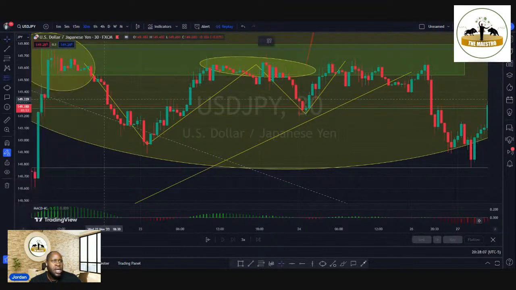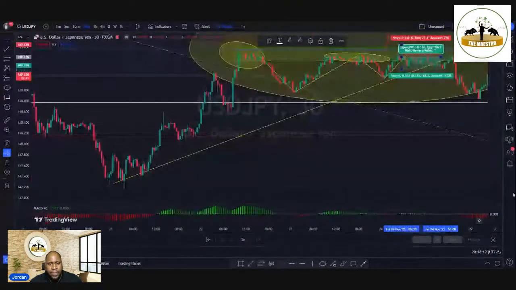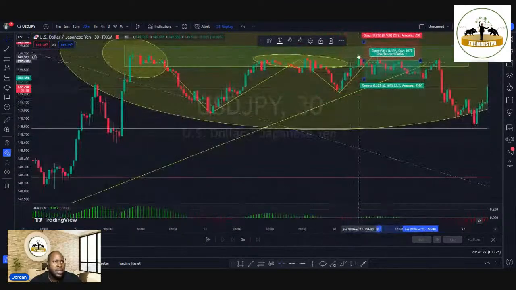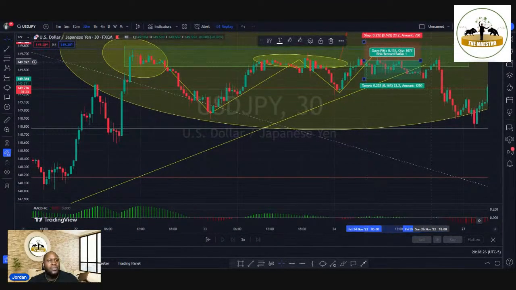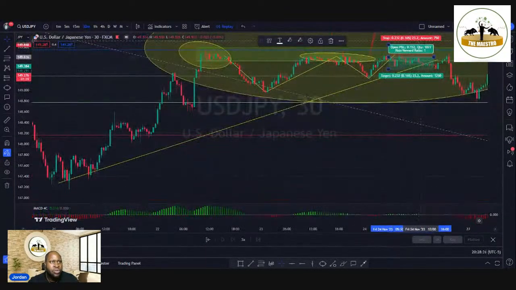Okay, short position. If I'm taking my entry right over here, once I hit this area, I'm going to put my stop loss above the area of resistance. I hope that makes sense. I'm putting my stop loss above the area of resistance, because price has shown that it's not able to break this area. So in other words, my stop loss is here. That is about 23.2 pips.